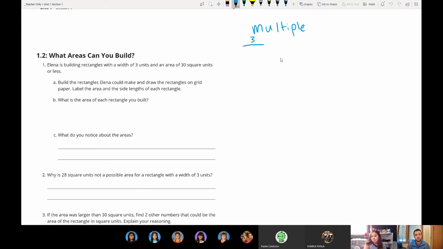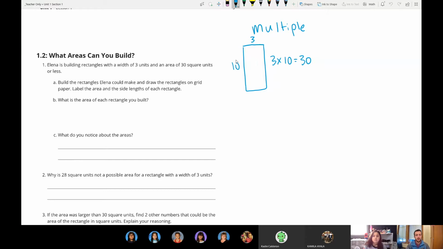10? Okay, how'd you get 10? Because 3 times 10 equals 30. Very good thinking. I love it. So this is one possible rectangle. 3 by 10 equals 30.